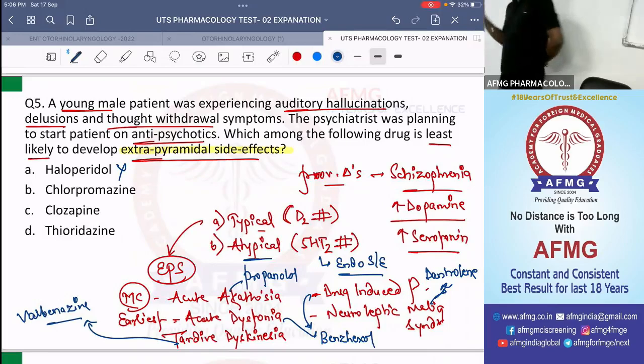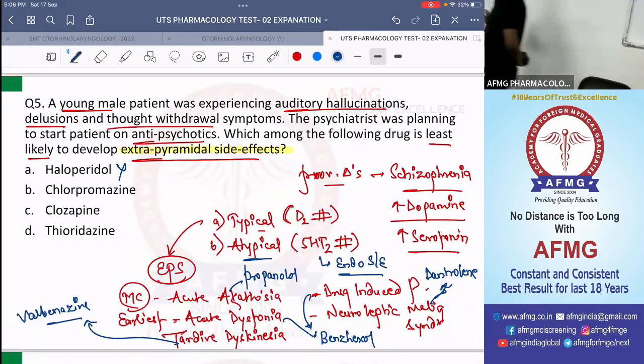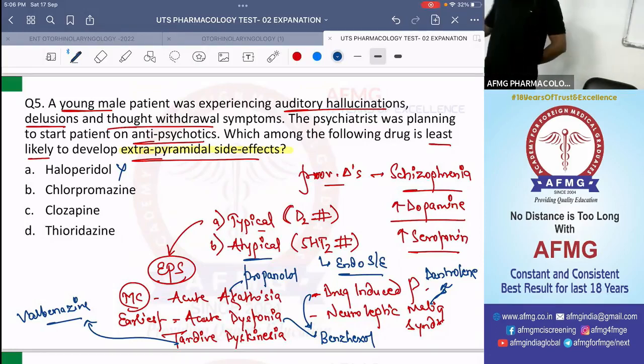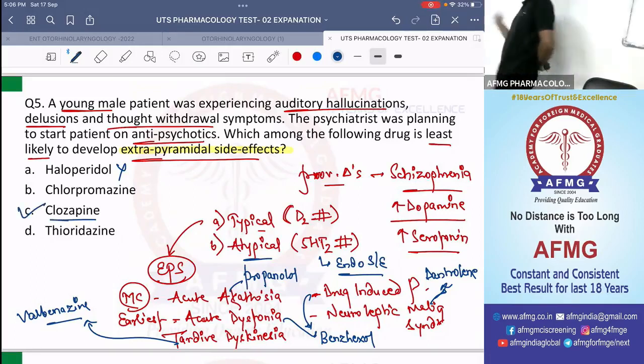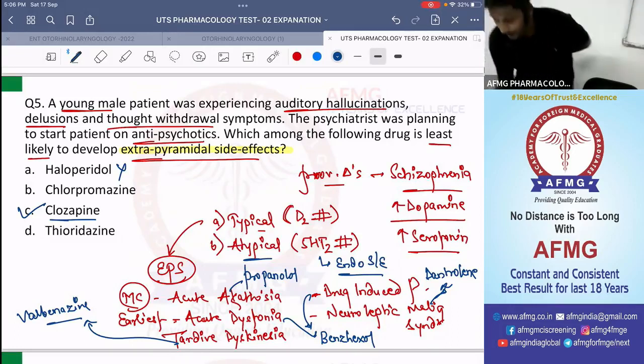Now, if they ask you, among the following drugs, which has the least chances? So it should not be any typical antipsychotic. Rather, it should be an atypical antipsychotic. So which among the following is the atypical antipsychotic? Answer is only one, that is clozapine. So out of all these drugs, clozapine has the least chances of developing extrapyramidal side effects because it is not a typical, rather an atypical antipsychotic.